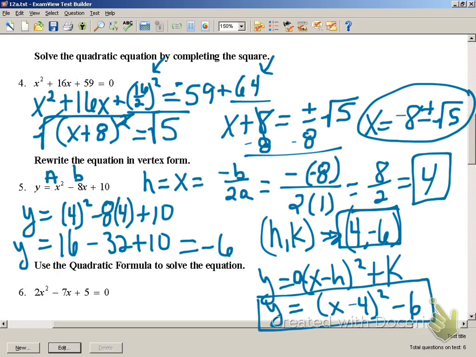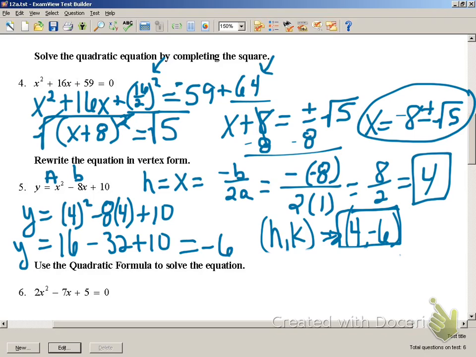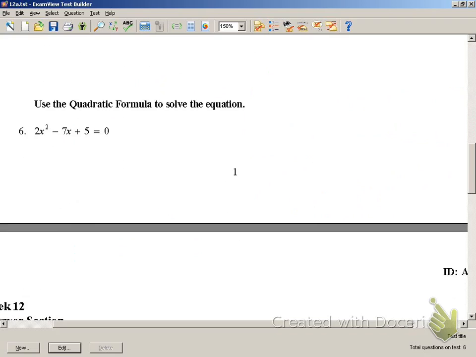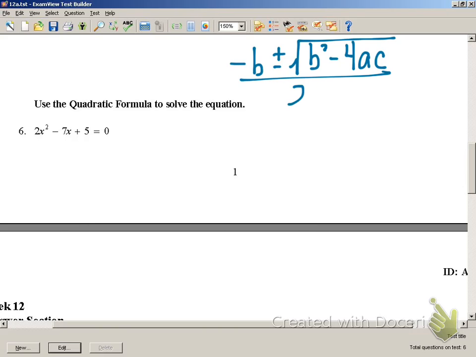Number 6. Let's clean all this up. Well, let's just move down. Number 6 says use the quadratic formula to solve. Remember, quadratic formula: negative b plus or minus the square root b squared minus 4ac, divided by 2a. You need to have that formula. Can't stress that to you enough. Make sure you have that formula.